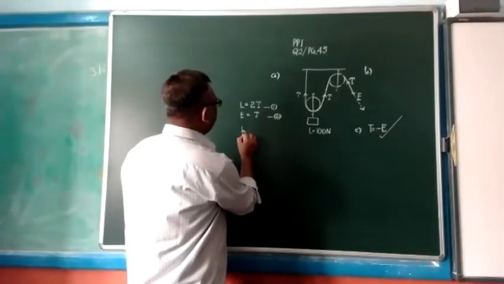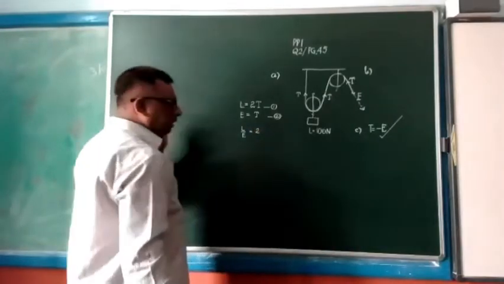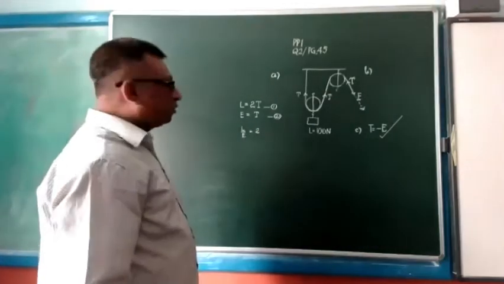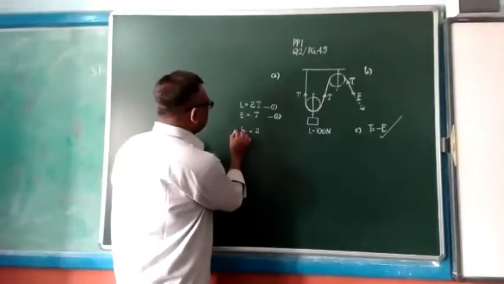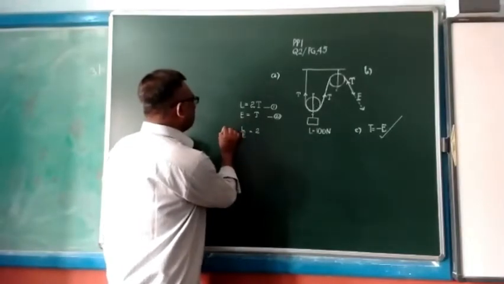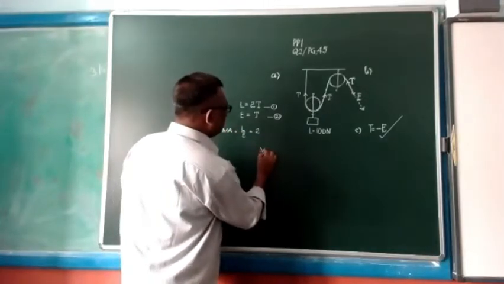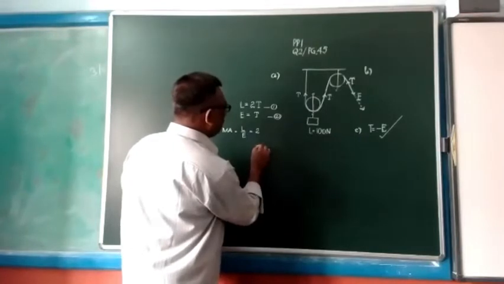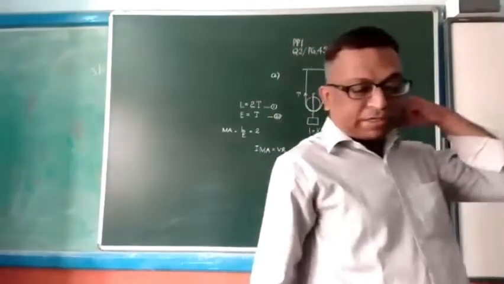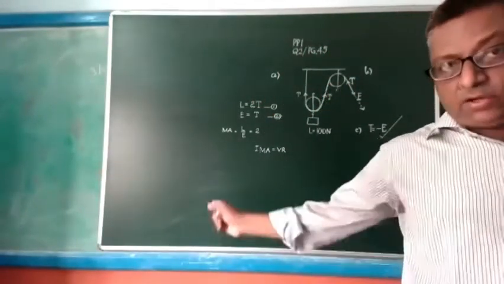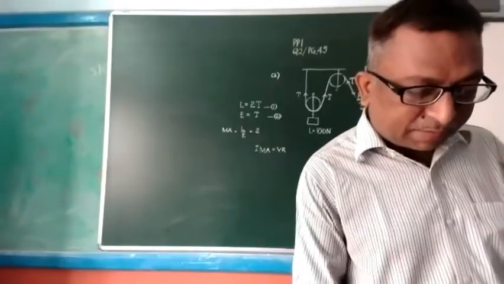So L by T is equal to 2. Here L by E equal to 2. Clear? And this is the mechanical advantage, where capital L is used, and mechanical advantage IMA equal to VR. Clear? So in this case, velocity ratio is coming how much? It is 2. If it is ideal, what is written here? Calculate the velocity ratio of system.